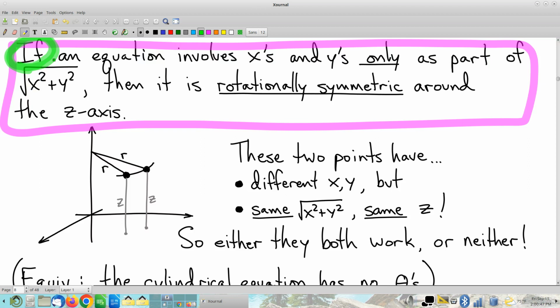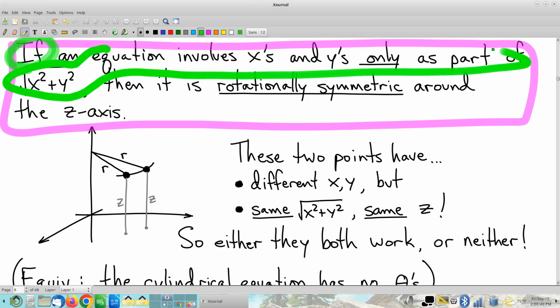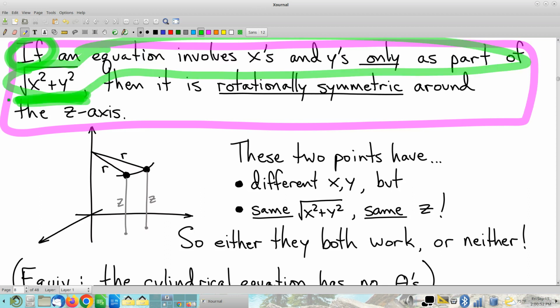That said, if your equation involves x's and y's only as part of this form right here, square root of x squared plus y squared, so x and y appear in your equation only as part of that expression, there's no stray x's, there's no e to the x anywhere, nothing like that, if that happens, you get this powerful punchline: rotationally symmetric about the z-axis. And this is another one of these awesome theorems because it's so easy to check the condition. Eyeball glance.